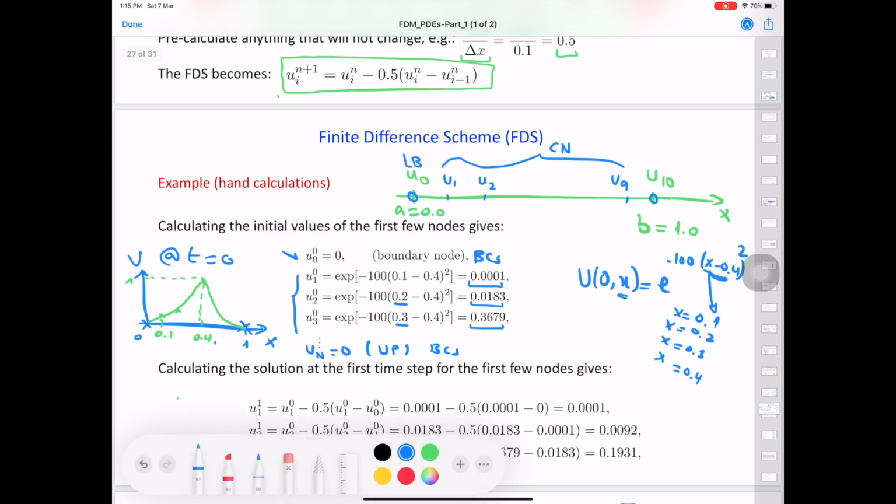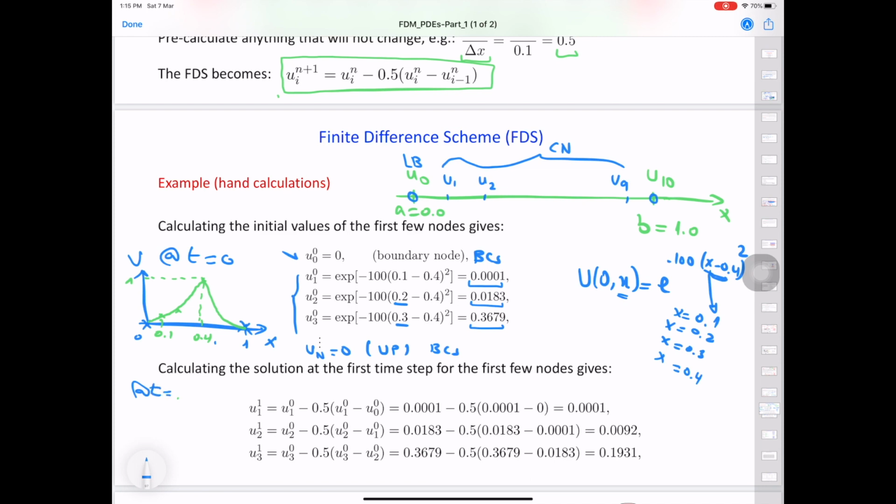The next time step, what we have, t is equal to 0.05 seconds. Okay, so this is t1. So what we do here, we have to come to this equation and we apply it. So we have the solution when we put n is equal to 0, we get u1, okay? So u1 1, so we have here i is equal to 1, here n is equal to 0. For i is equal to 1, what we have? u11 is equal to u1n, which is u10, minus 0.5 times the difference between the solution at the current node and the node just before. So if we do the math, you find 0.0001.